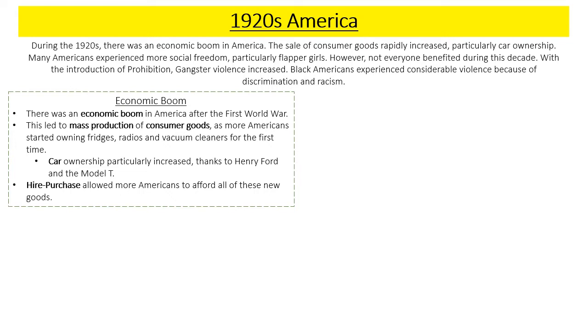And we looked at how he was able to make this car affordable for the average American. Hire purchase also allowed more Americans to afford all of these new goods. Hire purchase is basically you would buy a fridge, for example, and instead of paying for that all in one go, you would pay for it in monthly instalments, so in smaller chunks, and that just made it more affordable for Americans to be buying all of these new goods. So you could say, for the average American who could afford all of these things, 1920s America was a pretty roaring time, as historians have described it, because of this wealth that was circulating around.